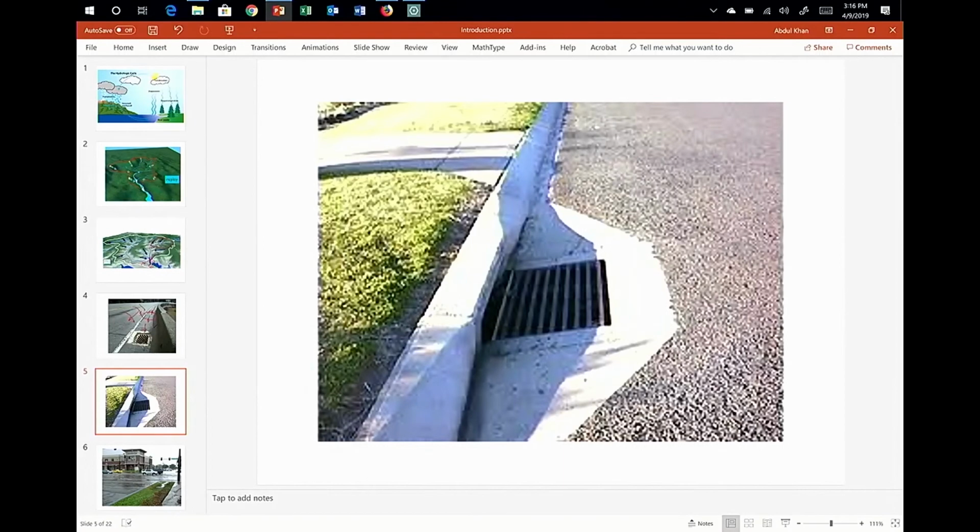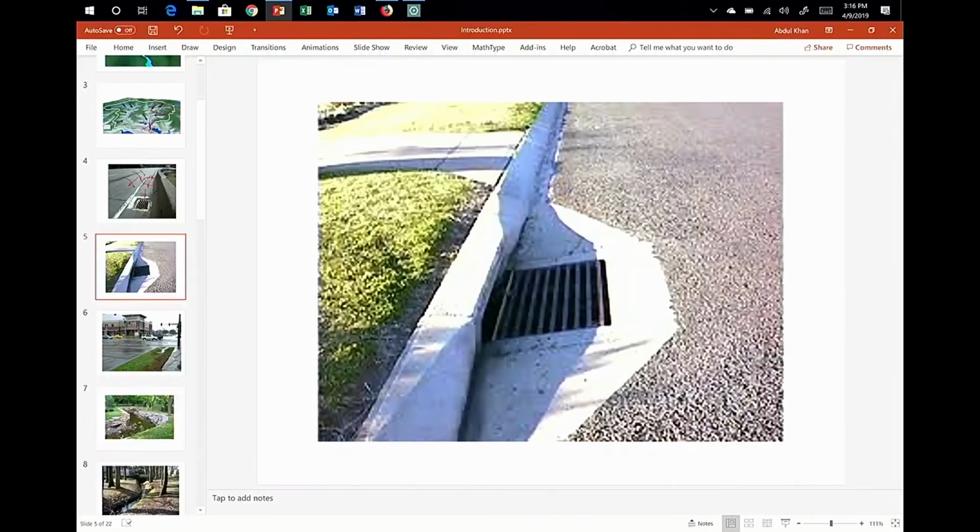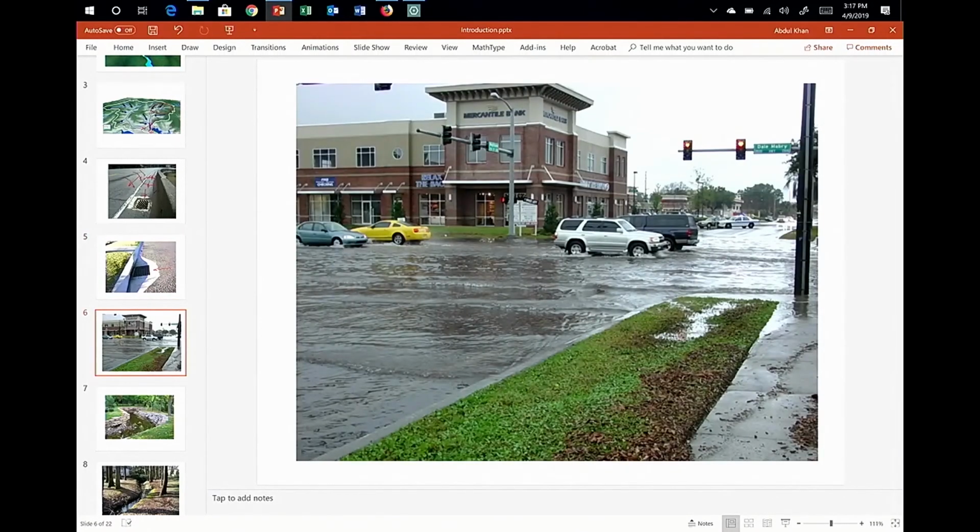This is another inlet for roadway drainage. You can see it's a different type. For now, you don't have to worry about it. I'm just showing you an overview. We will look into more details of all these inlet types and how they work. You can clearly see the slope of the roadway, and this is called cross slope, and then you have a longitudinal slope.